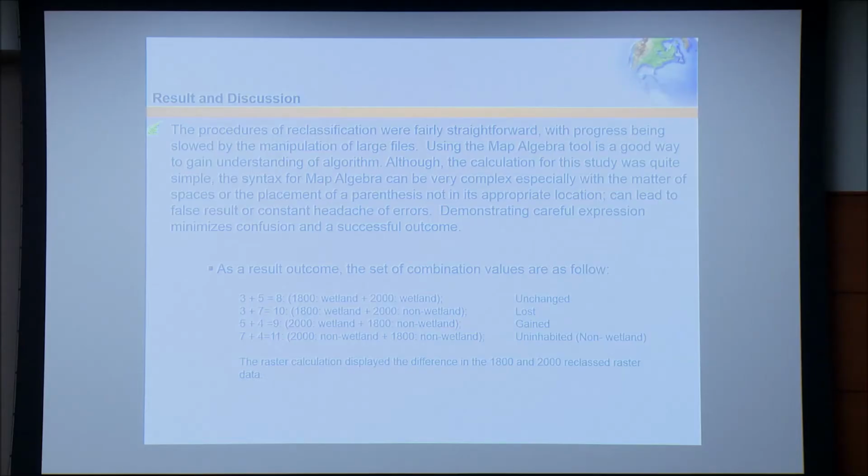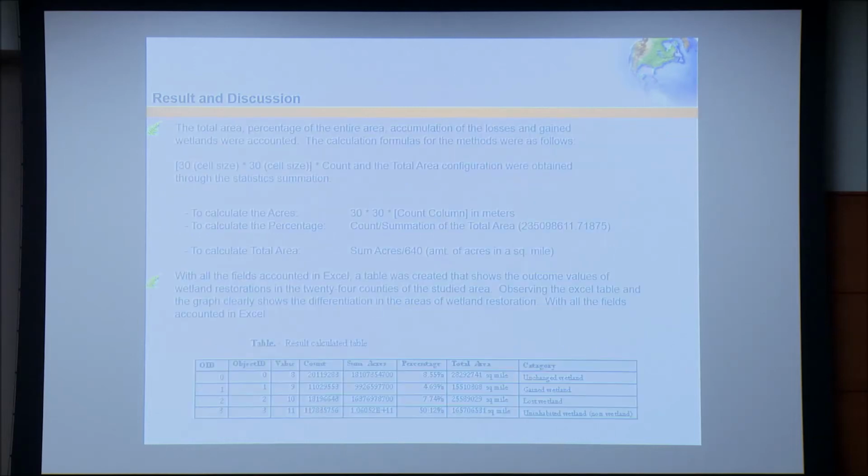So here is the result that I got from the algebra calculation. And here, as a result outcome, the set of combination values were as follows. So the 8 became the unchanged, the 10 became the lost, the 9 became gained, and the 11 is supposed to be inhabited, not uninhabited. That was my own typo, so forgive me for that. It's supposed to say inhabited wetlands, not wetlands, excuse me.